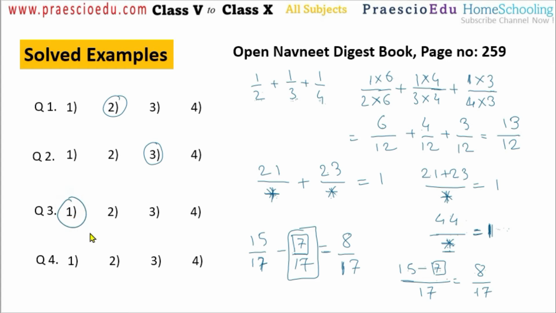Now question number 4: 2 by 7 multiplied by 9 by 11 is equal to how much? Now this is a multiplication of fractions, and we have already seen that for multiplication, the numerators are multiplied and the denominators are multiplied, and if there are common factors in a numerator and the denominator, they have to be cancelled. But here there is no common factor, so 2 multiplied by 9 is 18 and 7 multiplied by 11 is 77, so that is 18 divided by 77, and this is given in option number 4.